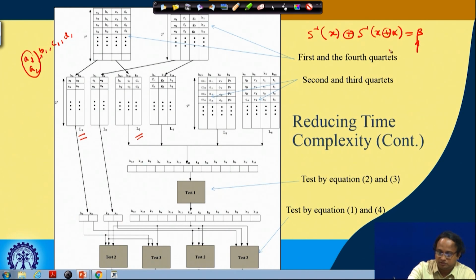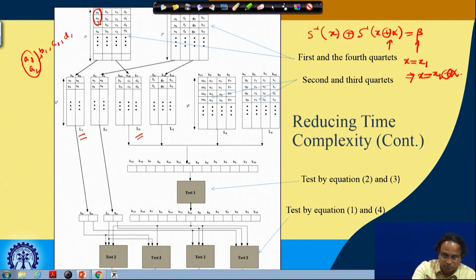So if I fix alpha and beta, and suppose you get a solution at x equal to x1, this implies that you also have another solution at x equal to x1 XOR alpha. Therefore there are 2 solutions for every beta that you get, and that is why you get the solutions in pairs.